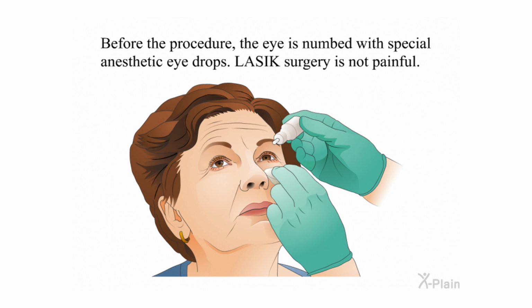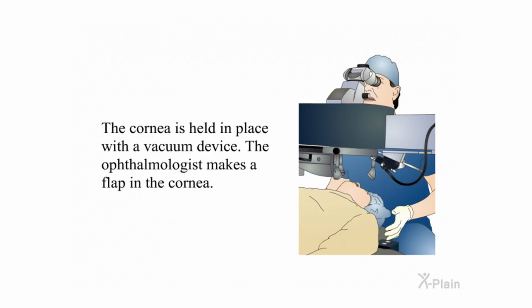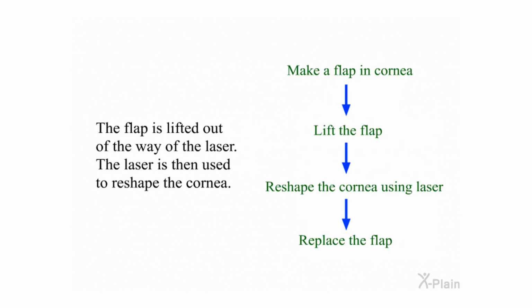Before the procedure, the eye is numbed with special anesthetic eye drops. LASIK surgery is not painful. The cornea is held in place with a vacuum device. The ophthalmologist makes a flap in the cornea. The flap is lifted out of the way of the laser. The laser is then used to reshape the cornea.